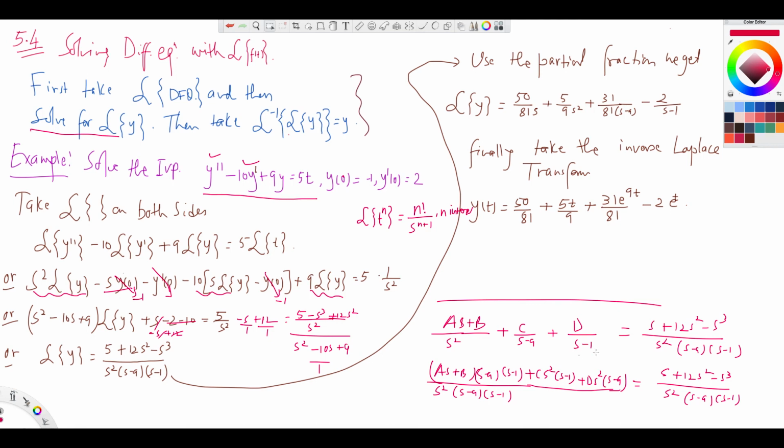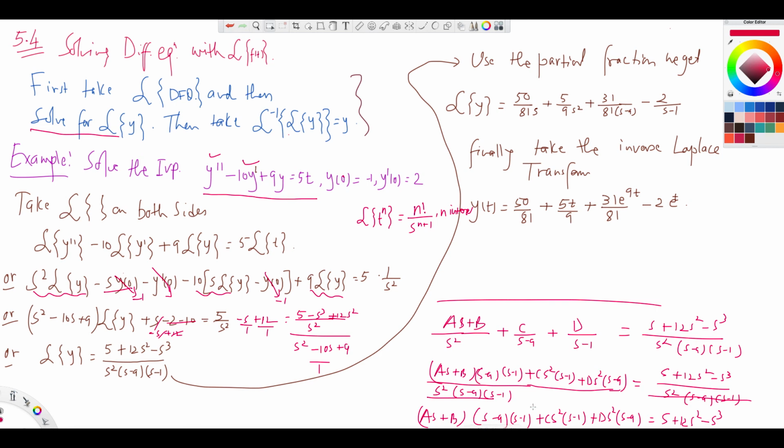Divide this denominator by that denominator, what is cancelled is s minus 1, what is left is s squared times s minus 9. Now you multiply by that denominator on both sides, so that will cancel out. So what is left is (as plus b) times (s minus 9)(s minus 1), plus c s squared times (s minus 1), plus d s squared times (s minus 9), equals 5 plus 12 s squared minus s cubed. Okay, so our goal here is to find out the value of a, b, c and d.